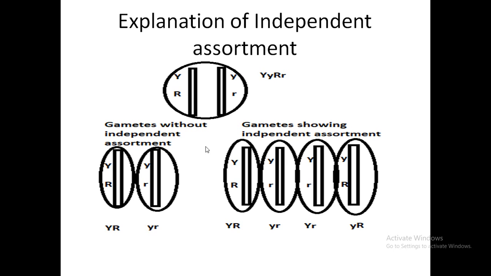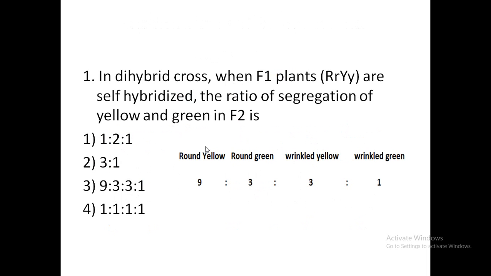Now let's solve some questions on dihybrid cross. In a dihybrid cross, when F1 plants, heterozygous for both the shape of the seed and color of seed, are self-hybridized, the ratio of segregation of yellow and green in F2 is: 1:2:1, 3:1, 9:3:3:1, or 1:1:1:1.